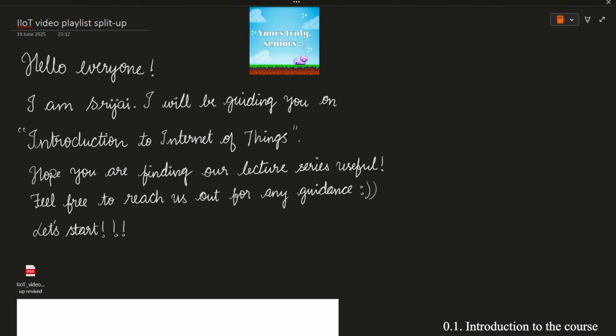To talk about this course, it's a very general one where we just need to understand a few concepts in the IoT world and remember a few technical specifications of certain components, and we are done with it.